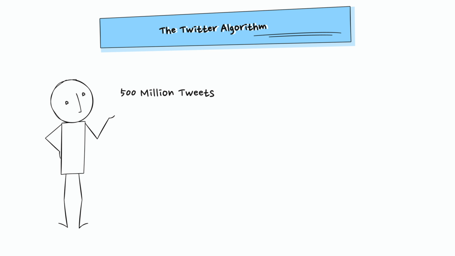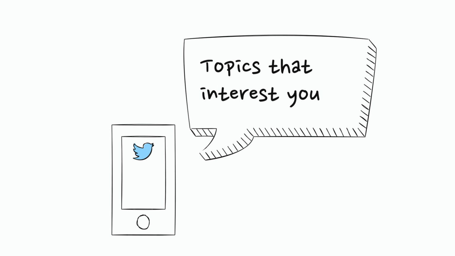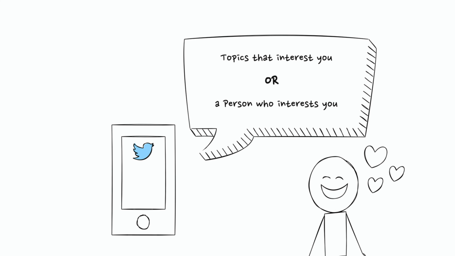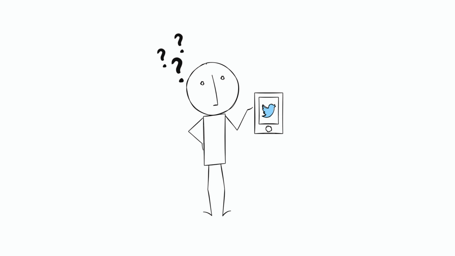There are roughly 500 million tweets posted daily. However, you only see a handful of these tweets on your feed. And the tweets you see are tailored just for you. The tweets may contain topics that interest you or belong to a person that you're interested in. And this is done for one reason, so you can continuously engage with the app. So how does Twitter choose the tweets that end up on your home feed?